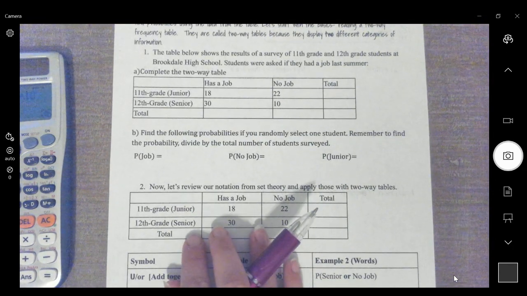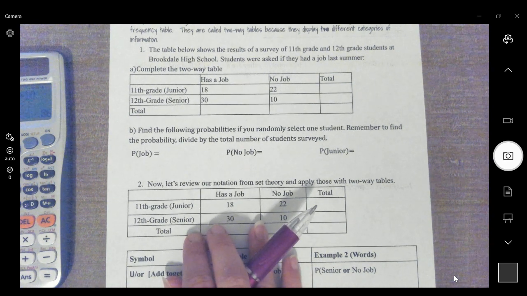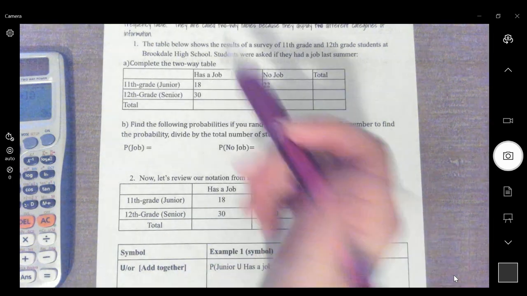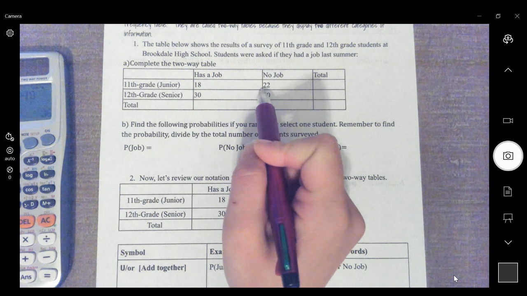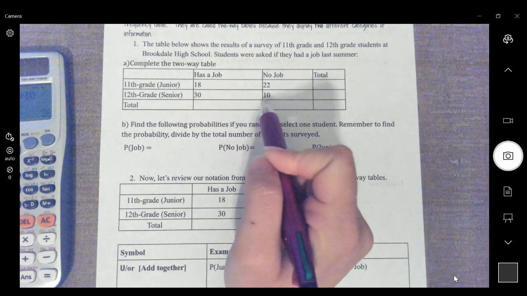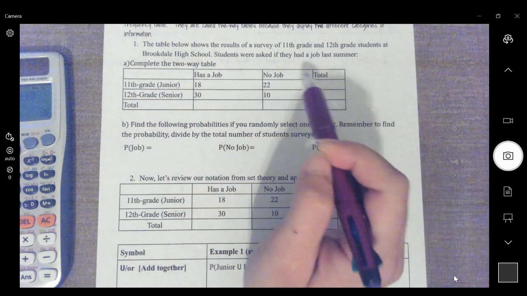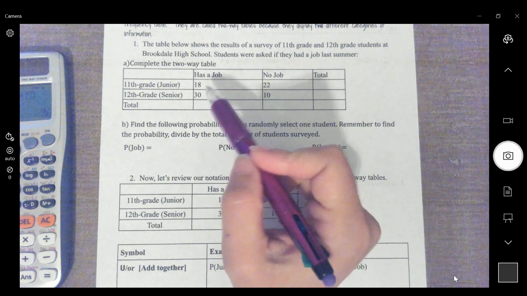So the table below shows the results of a survey of 11th and 12th grade students at Brookdale High School. Students were asked if they had a job last summer. So here's my 11th graders, 18 had a job, 22 had no job. Seniors or 12th graders, 30 had a job, 10 had no job. A lot of times they'll just give you this part. Sometimes they'll also give you the totals on the side, so we'll go ahead and find that.